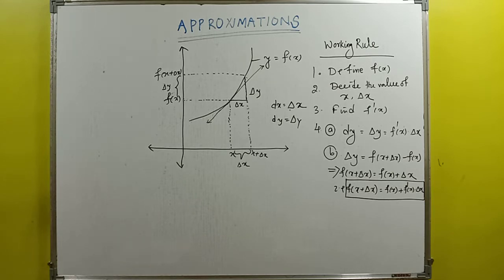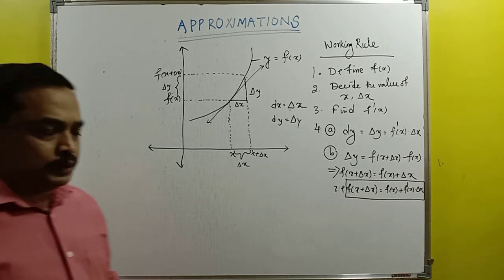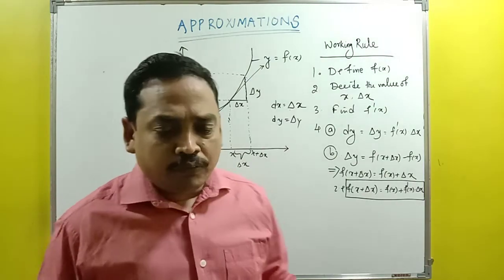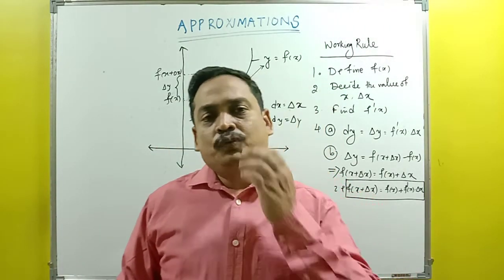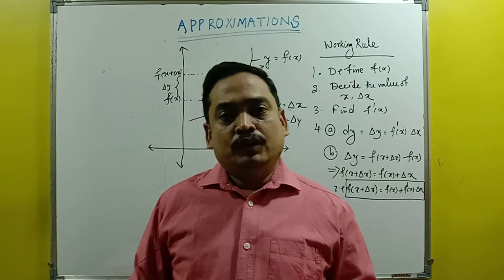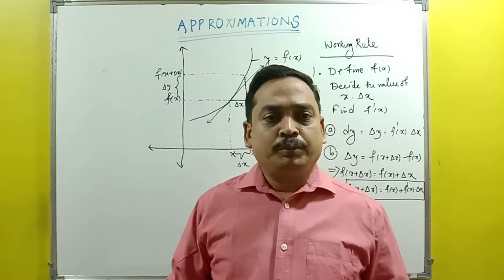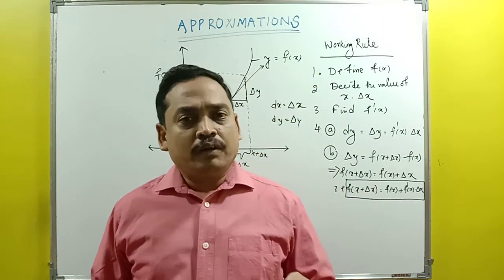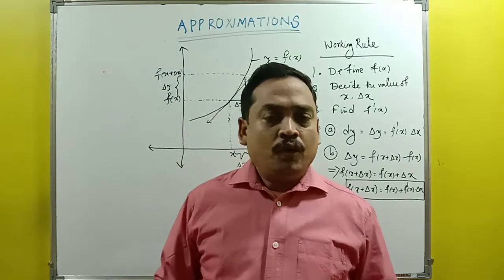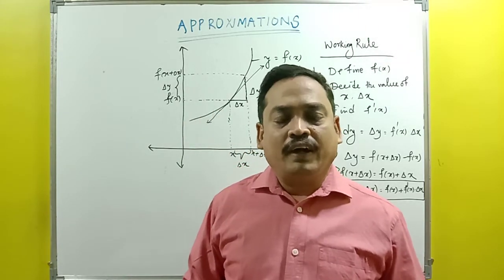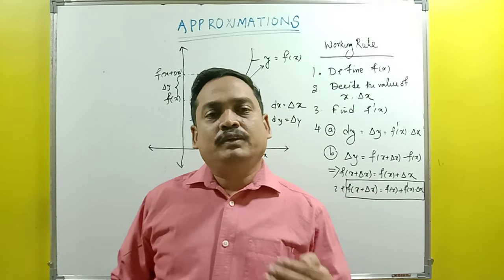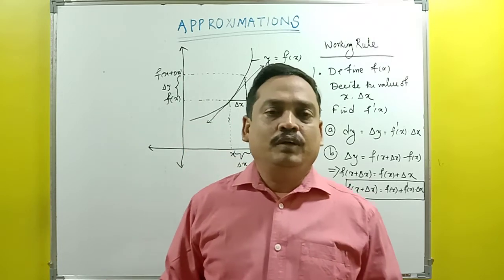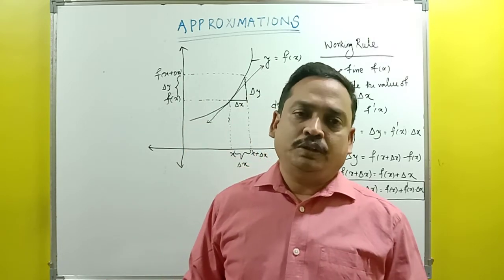What do we mean by approximations? Here we know how to find the square root of a number. Suppose the question is asking the square root of 17. We have to use the long division method. At the same time, we can find this square root of 17 by the derivative method. That is called the approximation.